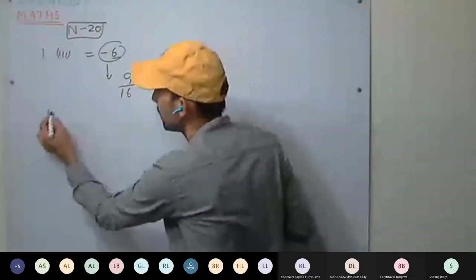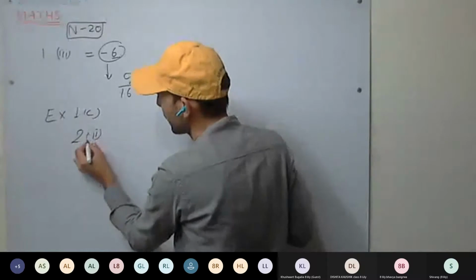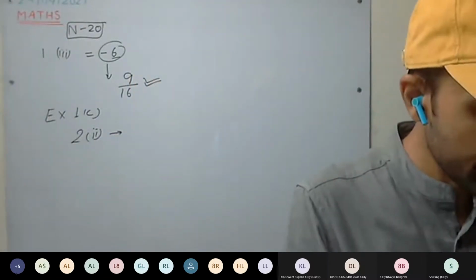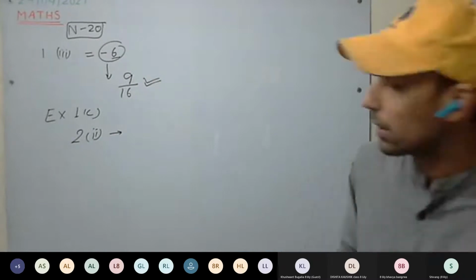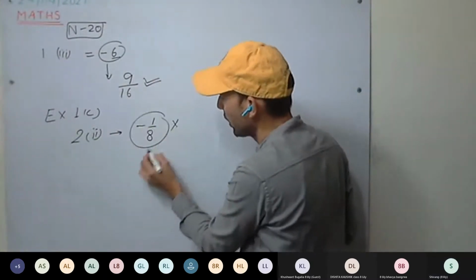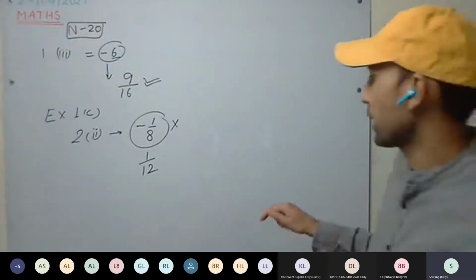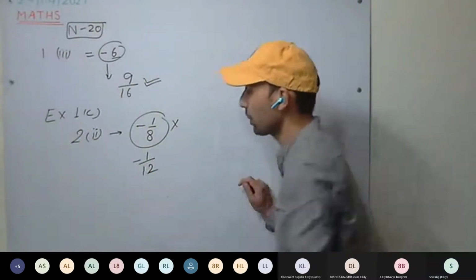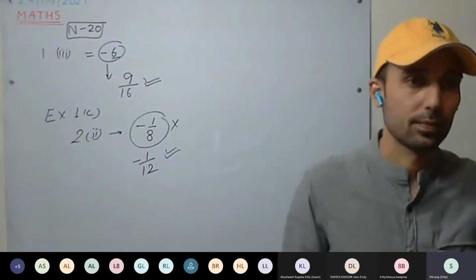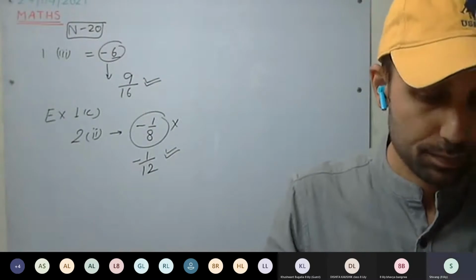Exercise first C, second. That is the division exercise. Second, it is given as minus 1 upon 12 by 8; you have to correct it to minus 1 by 12. Minus 1 by 12. You have to correct it. Everyone make these two corrections.